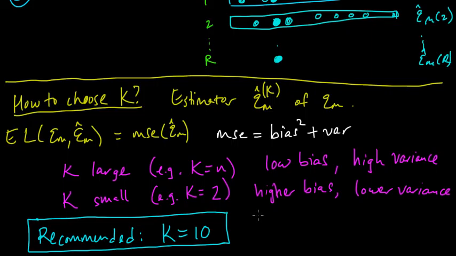So that's k-fold cross-validation, and I hope that was all very clear and interesting to you. I think k-fold cross-validation is probably one of the most widely used types of model selection. So it's definitely a very good thing to know how to use and understand how it works.